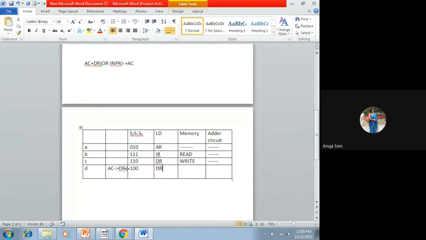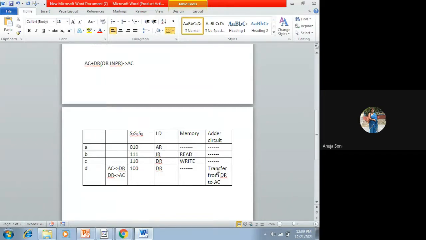Now we have to execute the second statement as well in a single go. That means simultaneously data will be transferred from DR to AC. How will it happen? Under the adder, no role of memory is there. That's why it will be null. And regarding adder and logic circuit, the transfer operation will be used from DR to AC, and data will be transferred through the adder and logic circuit.